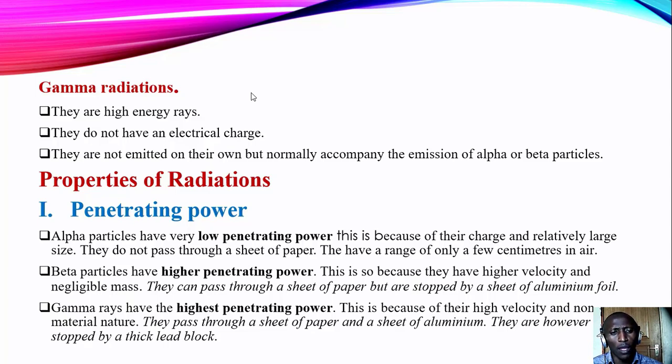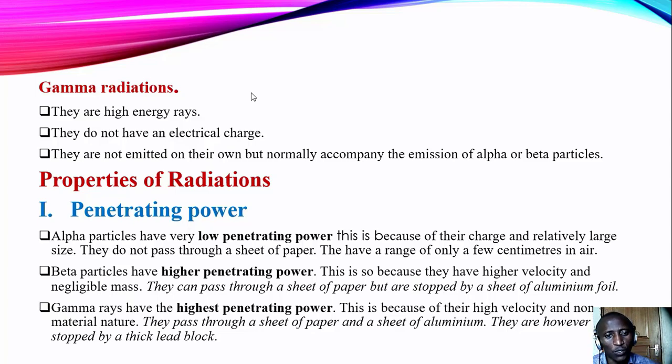Now, let's look at number 1, alpha particles. They have the lowest penetrating power. This is because they have a charge and they are of relatively large size. They do not pass through a piece of paper. And the range in which they move in air is only a few centimeters.